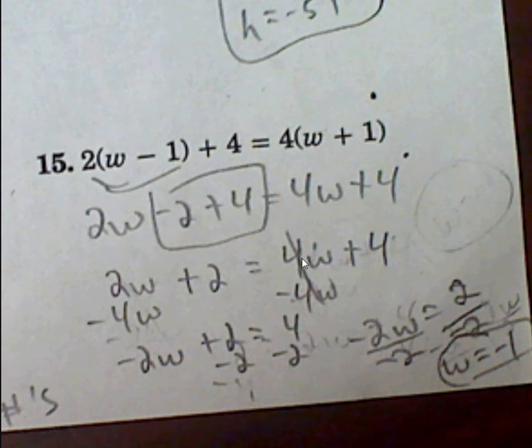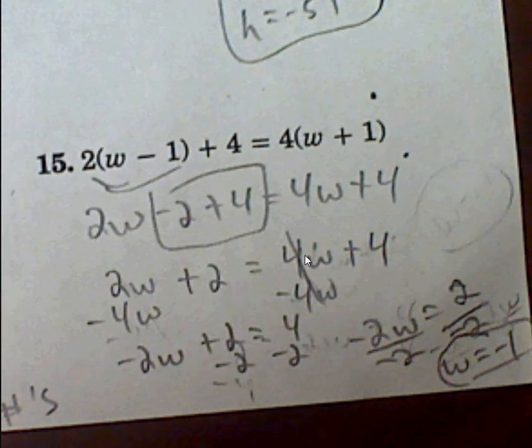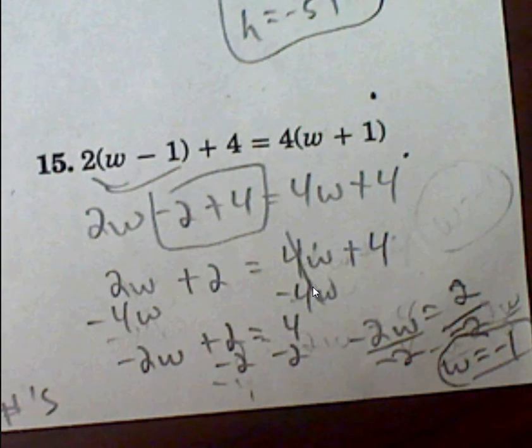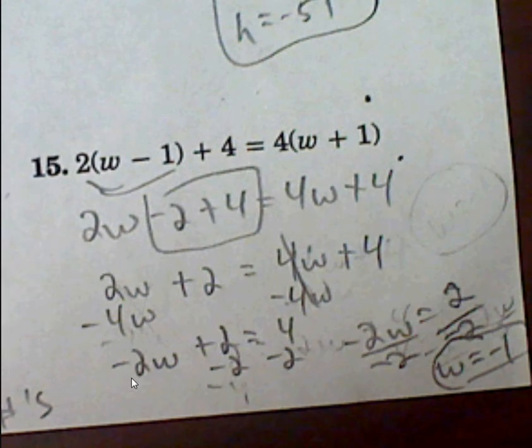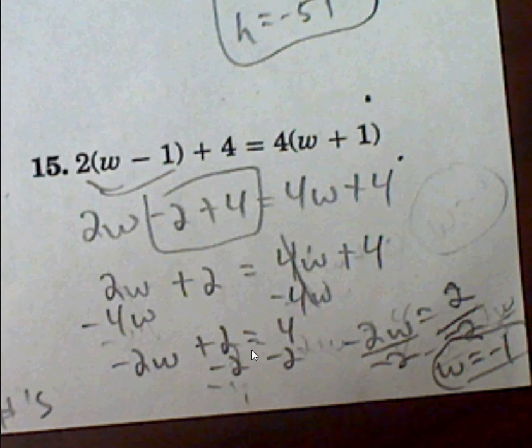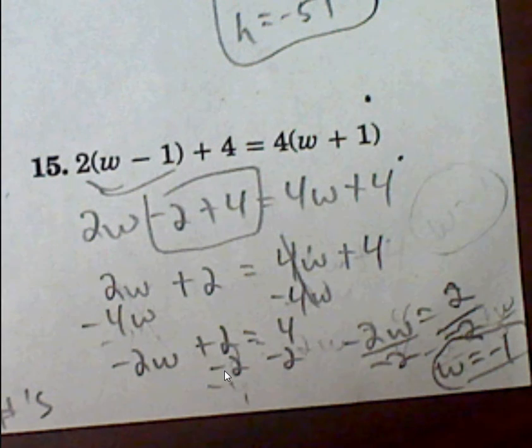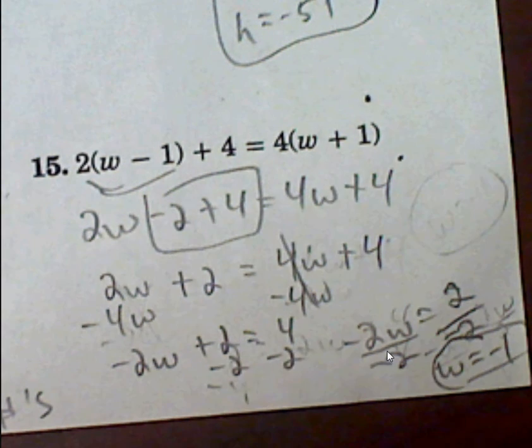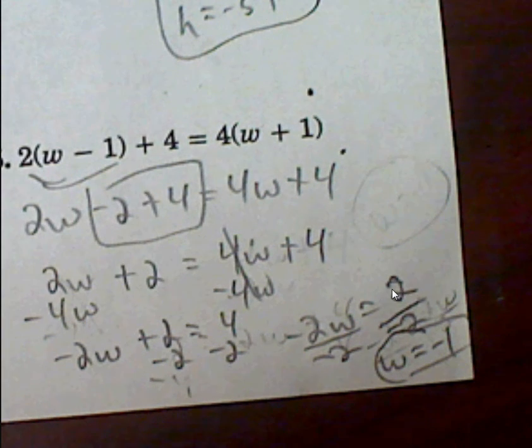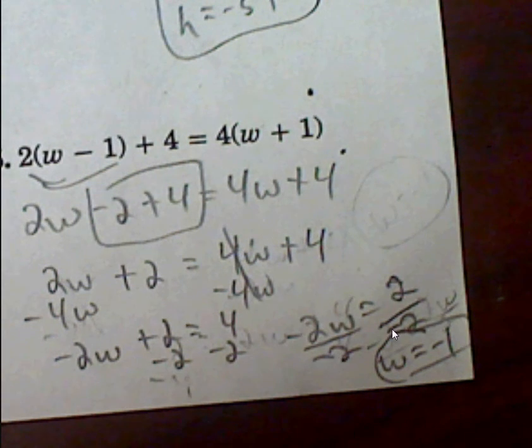I like to bring my right side to the left, so I've got to get my variables together. So a minus 4w, so I get negative 2w plus 2 equals 4. Get rid of my constant, negative 2, negative 2. I get negative 2w equals 2. Divide by negative 2, divide by negative 2. 2 divided by negative 2 is negative 1.